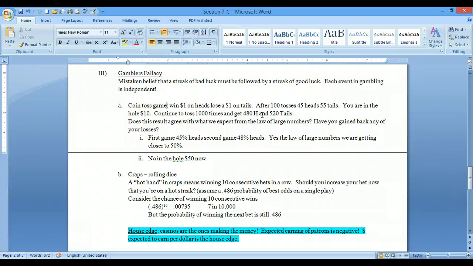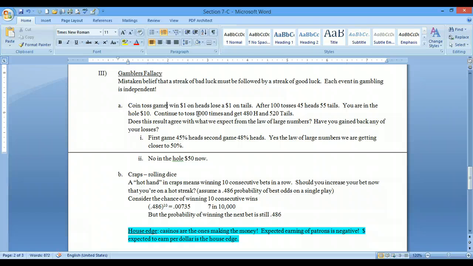So this coin toss game is that you win $1 on heads and lose $1 on tails. After 100 tosses, let's say you get 45 heads and 55 tails, which means that you are in the hole $10 because between here and here there's 10 tails more than heads, and so you paid out $10 more. Let's say that you continue to toss this coin 1,000 times, and then you get 480 heads and 520 tails.